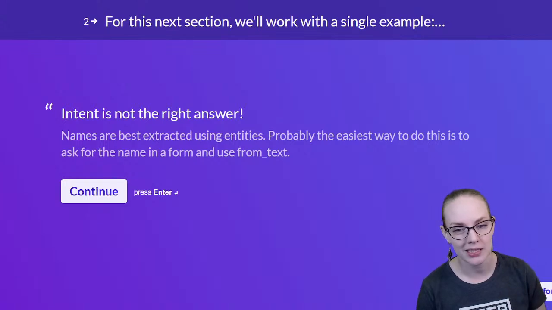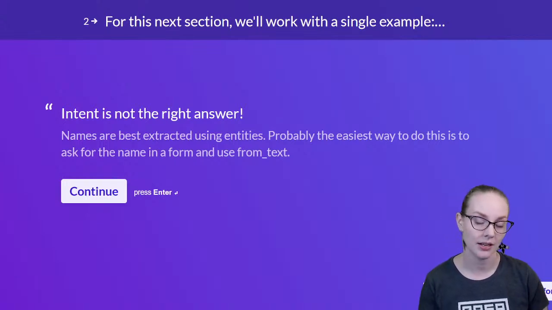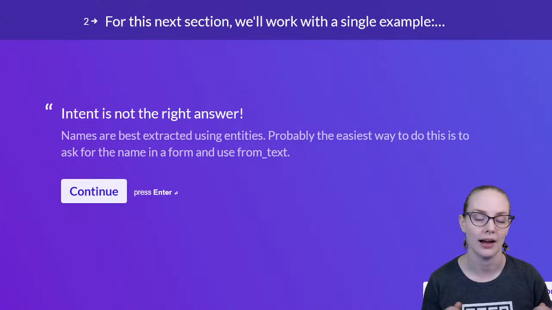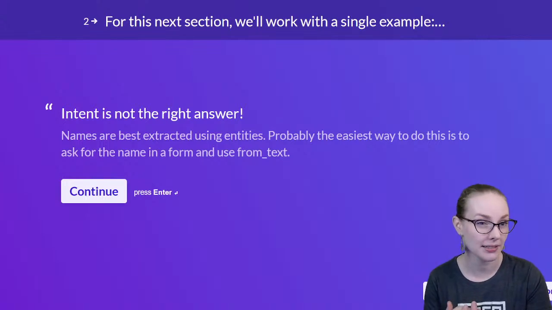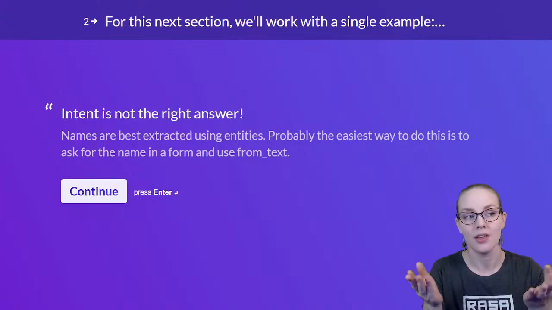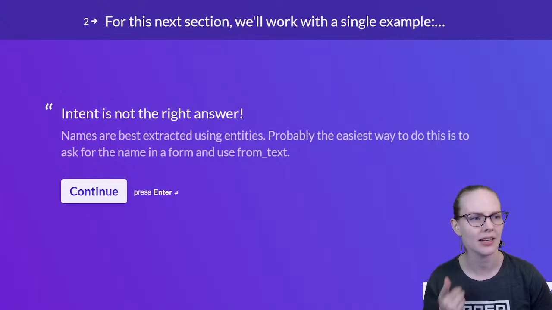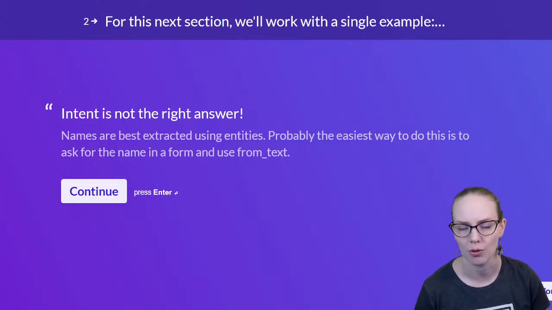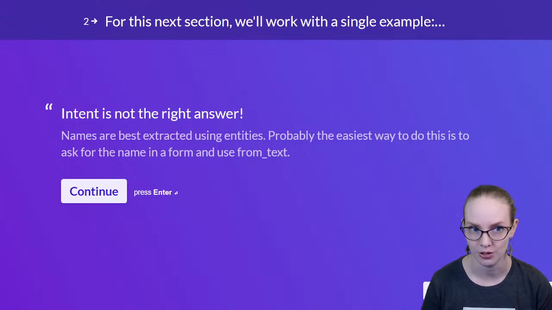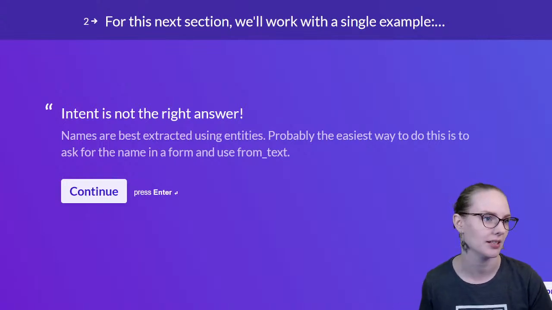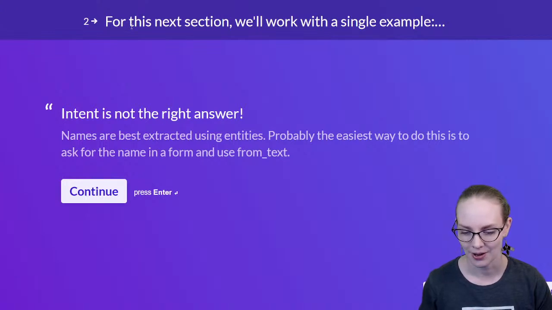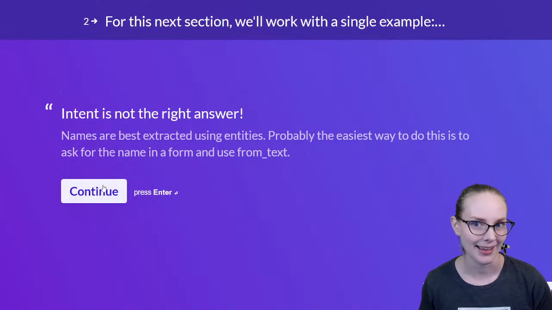And probably the easiest way to get a name is to ask for the name in the form and use a from text tag on that interaction. So whatever the person enters, they get that information back. And it's not linked here, but I believe Vincent wrote a blog post about this a while ago. And there's also a video on our YouTube channel about extracting names using this method. So yeah, excellent work so far.